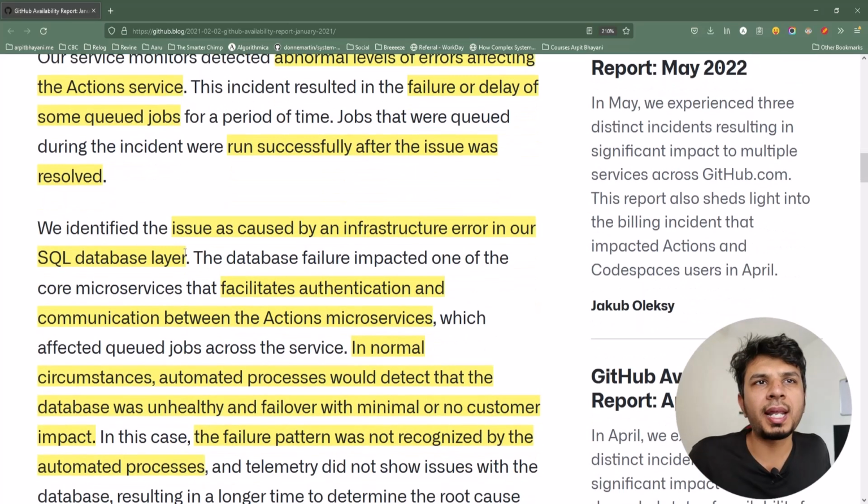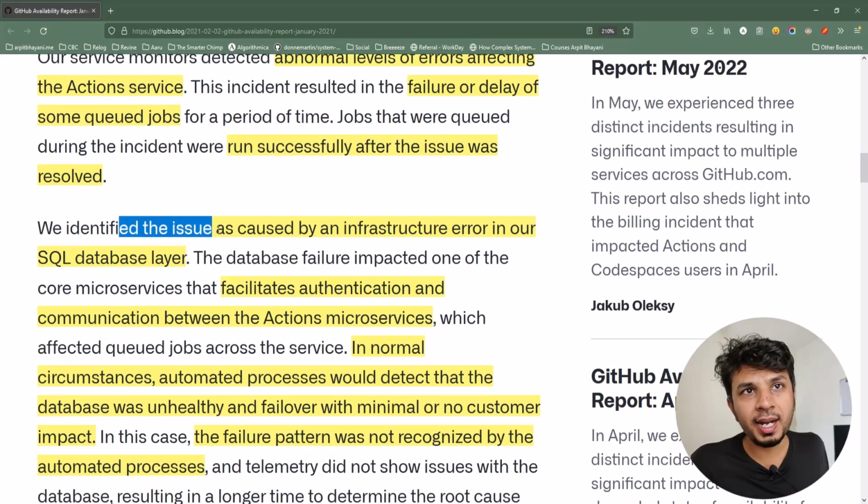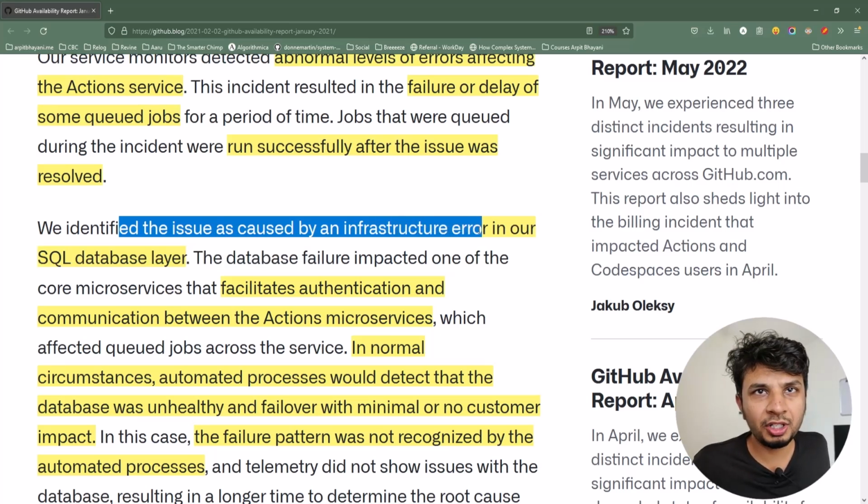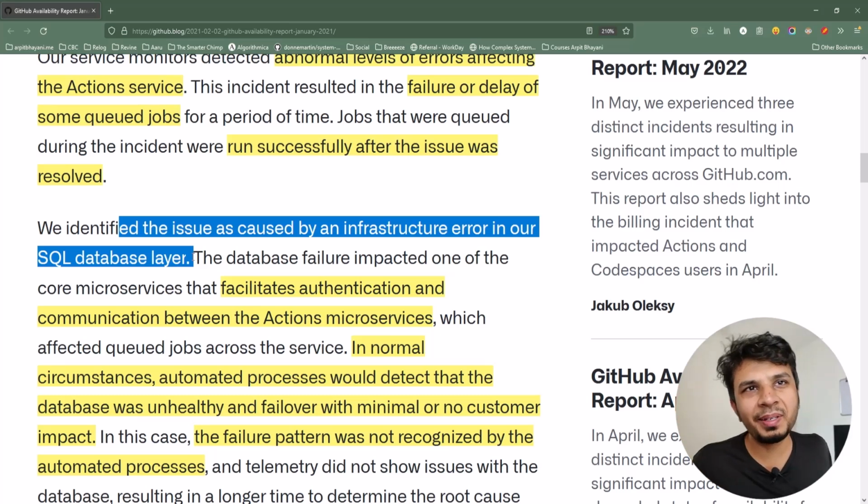Okay, so what happened? We identified that the issue was caused by an infrastructure error in our SQL database layer. Again, something to do with the database, the most brittle component in every single architecture out there, but that's fine.